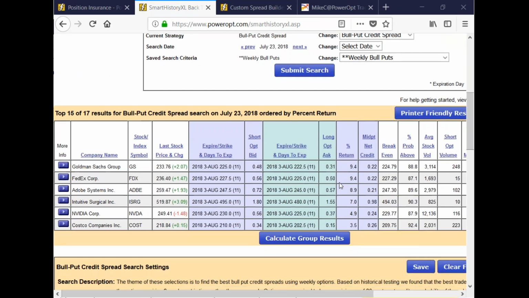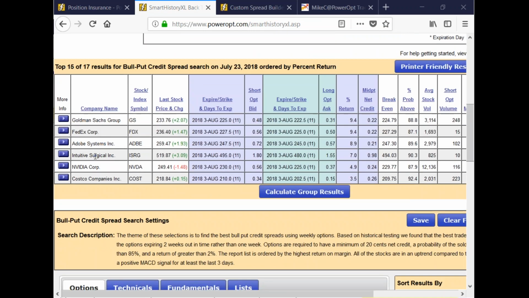All right. Okay, so there were only 1, 2, 3, 4, 5, 6 positions. These are the 6 positions. Why does it say 17? It's because I'm only showing one result per security. The other spreads that match the criteria for the weekly bull puts were on the same stock. So 6 stocks had 17 different bull put spreads that would have matched it.